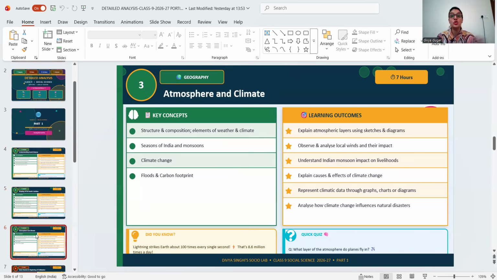Now the third chapter, students, is atmosphere and climate. Children, the climate chapter was there in the earlier NCERT books also. Okay, and it has been one of the very important topics at that time, and now also it is very important. So in this chapter you are going to study the difference between weather and climate, the different seasons we have in India, and also, children, we are going to understand the atmospheric layers by using different sketches and diagrams.